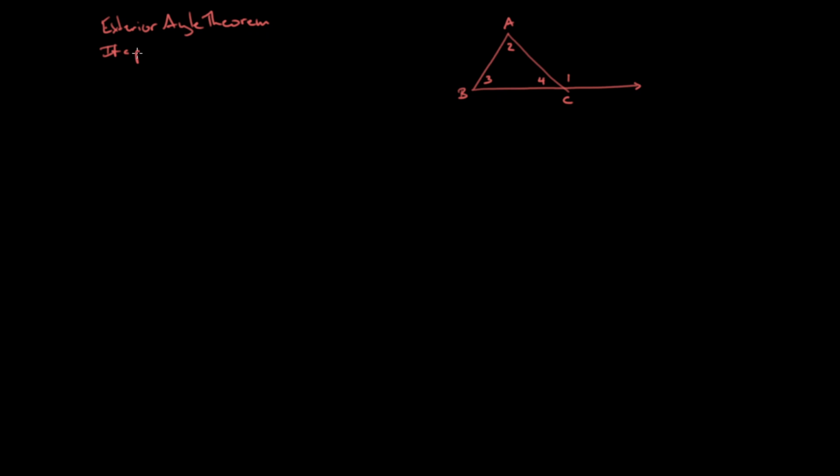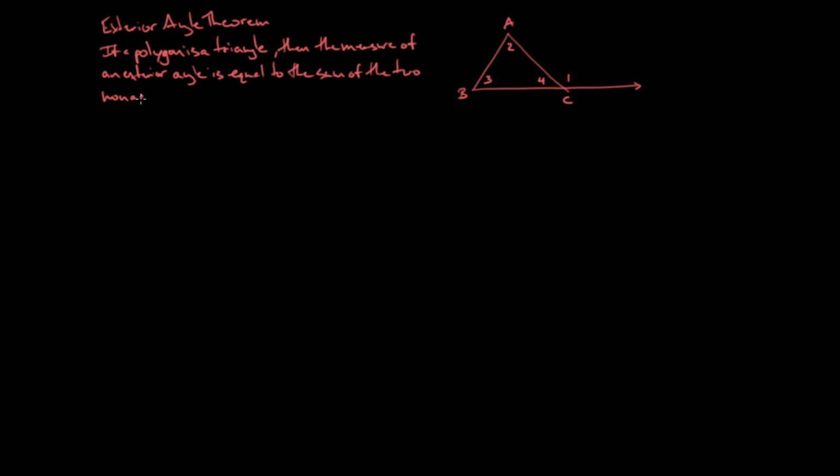If a polygon is a triangle, then the measure of an exterior angle is equal to the sum of the two non-adjacent interior angle measures. There we go.